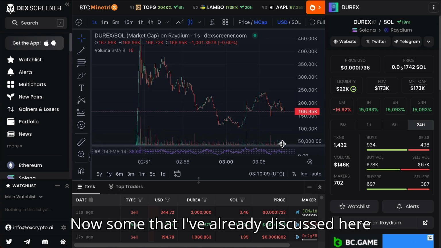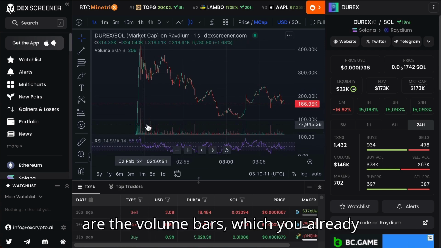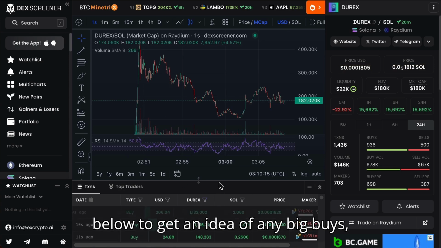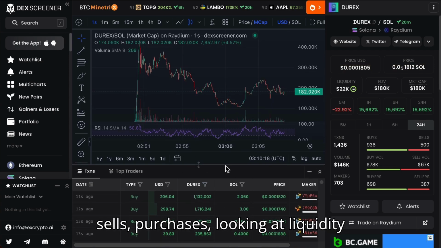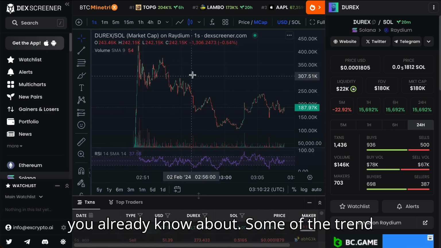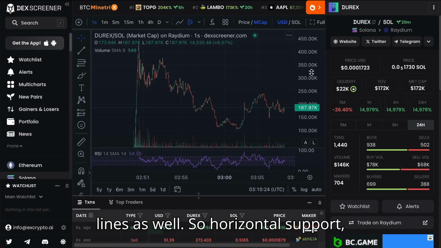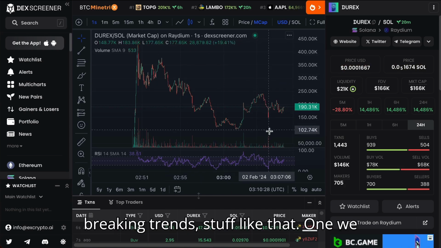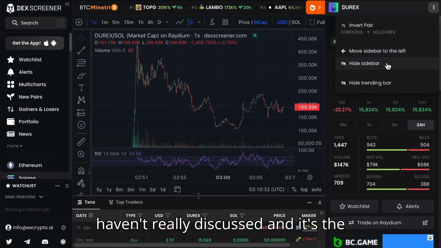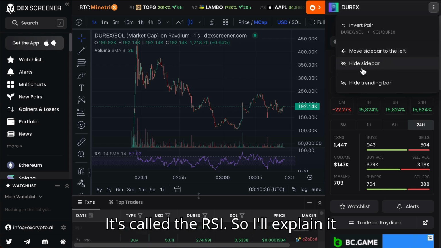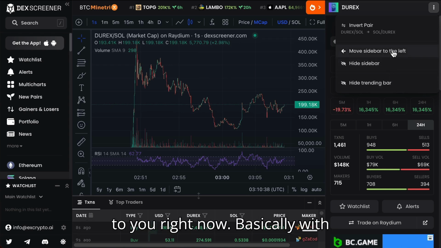Now, some that I've already discussed here are the volume bars, which you already know about, looking at the transactions below to get an idea of any big buys, sells, purchases. Looking at liquidity, you already know about. Some of the trend lines as well, so horizontal support, psychological levels. We've talked about breaking trends, stuff like that. One we haven't really discussed, and it's the only momentum oscillator I find useful, is called the RSI. So I'll explain it to you right now.